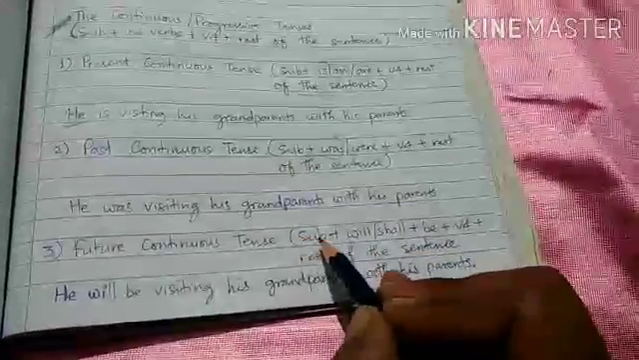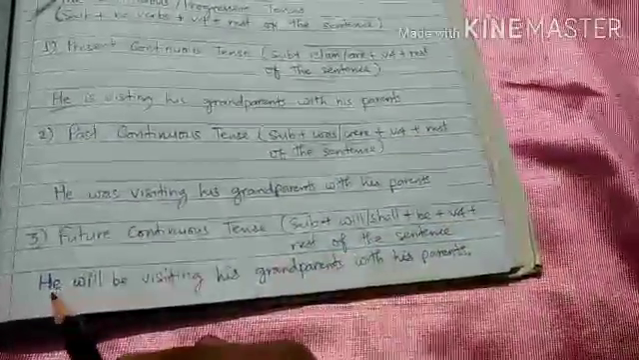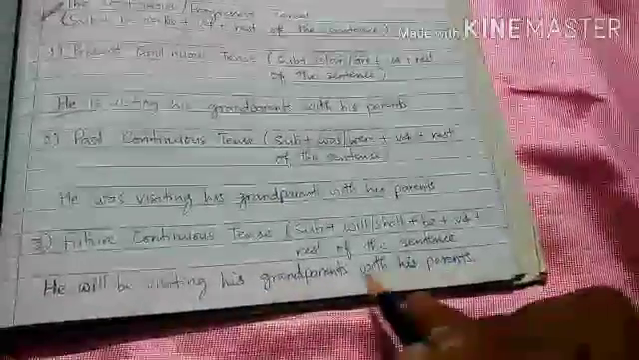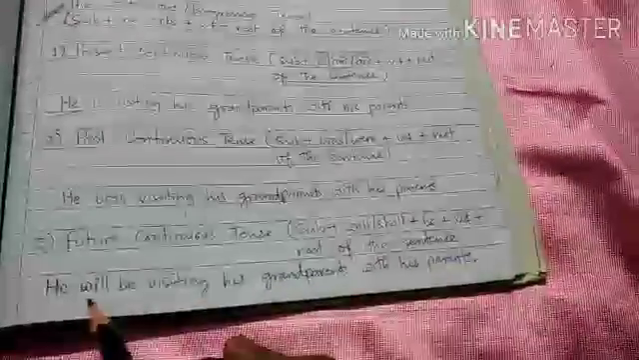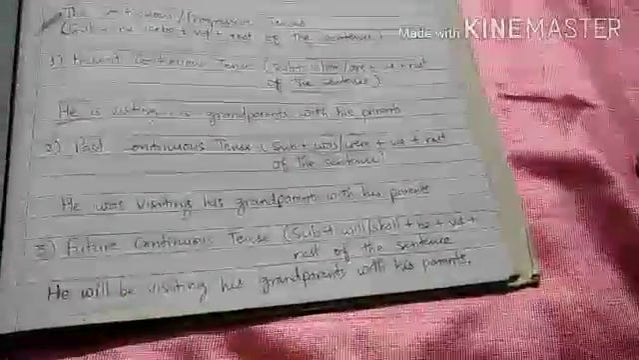Now let us come to future continuous tense. What is the sentence structure? Subject plus will or shall plus be plus V1-ing plus rest of the sentence. He will be visiting his grandparents with his parents. Now this sentence is in affirmative form in the future continuous tense.